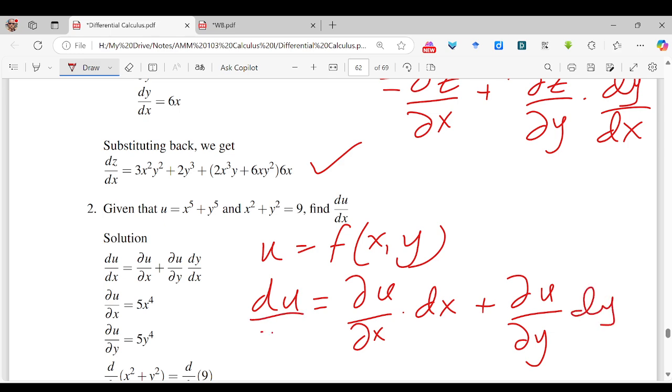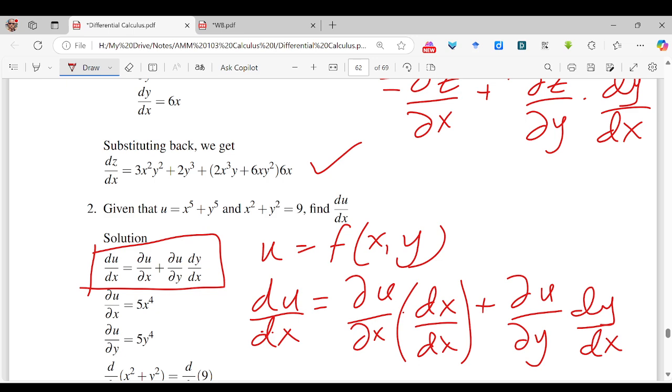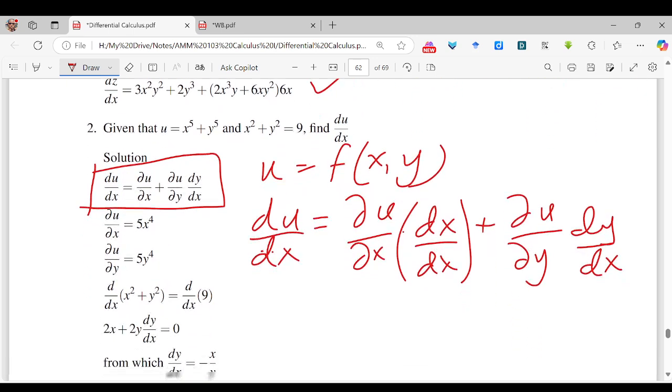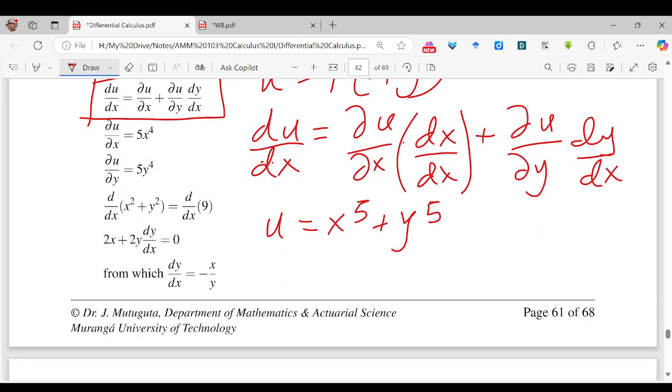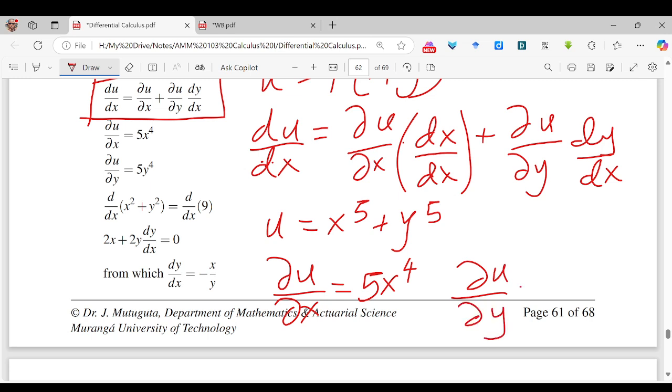We then divide through by dx, and this quantity here is 1. So we end up with this expression. And now we have u is x raised to power 5 plus y raised to power 5. So when we find the partial derivative of u with respect to x, we get 5x raised to power 4. And the partial derivative of u with respect to y is 5y raised to the power of 4.